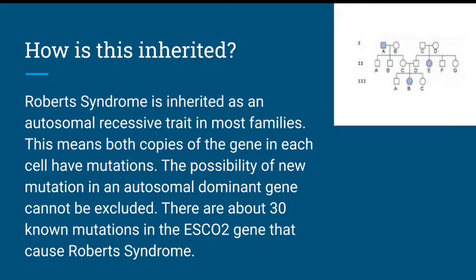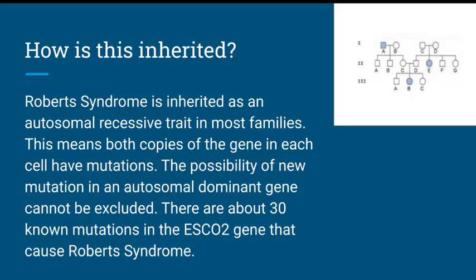Okay, so how is this inherited? Roberts syndrome is inherited as an autosomal recessive trait in most families. This means both copies of the gene in each cell have the mutations and have to be present to express the disorder. The possibility of new gene mutations in an autosomal dominant gene cannot be excluded as well. There are about 30 known mutations in the SCO2 gene that will cause Roberts syndrome.